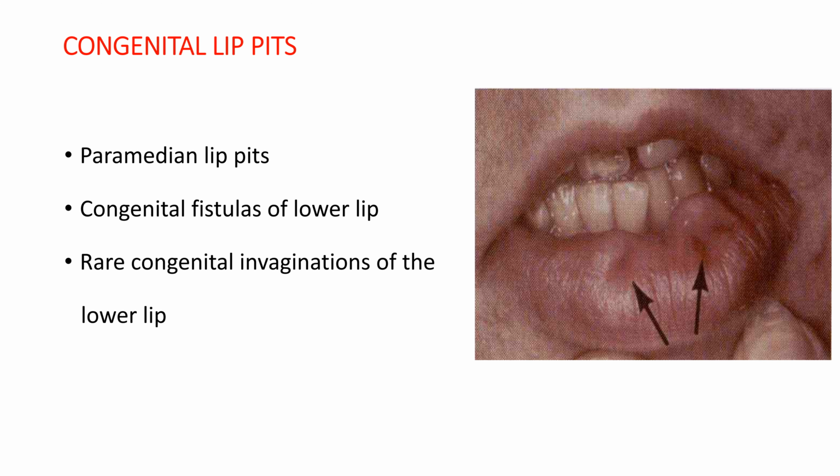So the first developmental disturbance affecting the lip is congenital lip pit, otherwise known as paramedian lip pit, congenital fistulas of lower lip. These are other names of congenital lip pits. Pit means depression, right? So in the picture, the arrow mark depicts the depression on the lower lip. These are bilateral lip pits, present on both right side and left side.